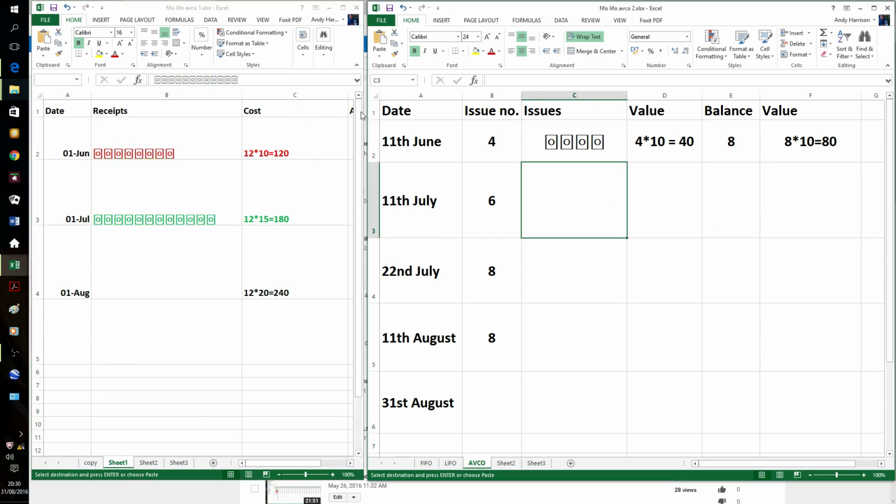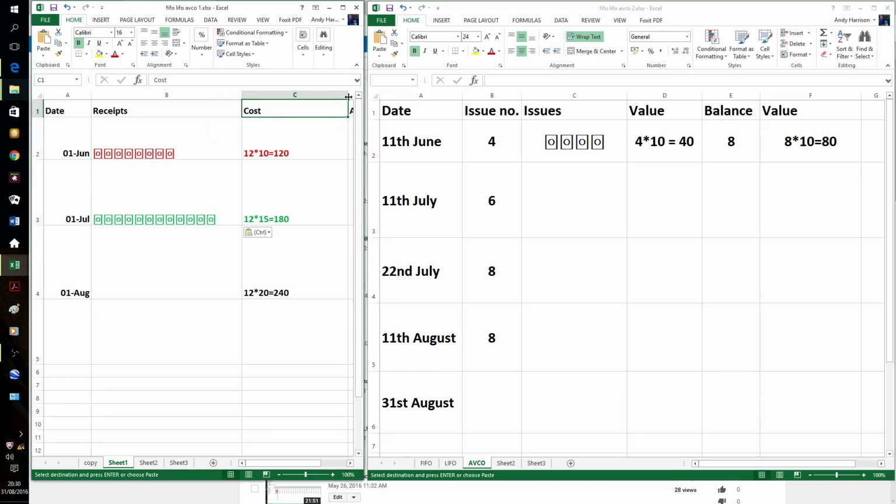However, this is where the AVCO calculations come in. So I'll bring a little table in here. So there's no problem. Those are all at £10. That's the average cost of the coefficient. However, now we need to work out the average cost of our stock. So we're going to take the 80 plus the 180 that's just come in, 260, and the 8 plus the 12 makes a total of 20. So if we divide that by 20, the average cost of what we have in our stores is £13, and we will use that £13 for issues and balances until we get another delivery.